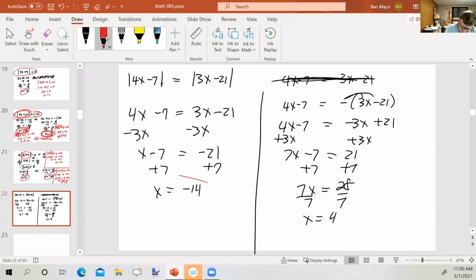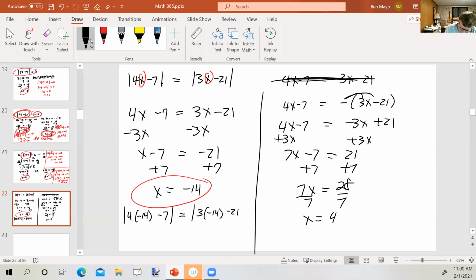Let's see if that works. I'm going to put negative 14 there and there. So I'm going to get the absolute value of 4 times negative 14 minus 7 equals the absolute value of 3 times negative 14 minus 21. 4 times negative 14 would be negative 56. Negative 56 minus 7 would be negative 63. Over here, 3 times negative 14 would be minus 42. Minus 42 minus 21 would be negative 63.